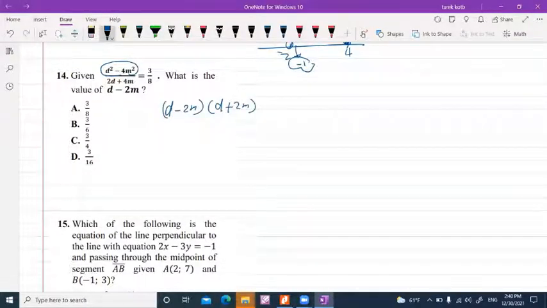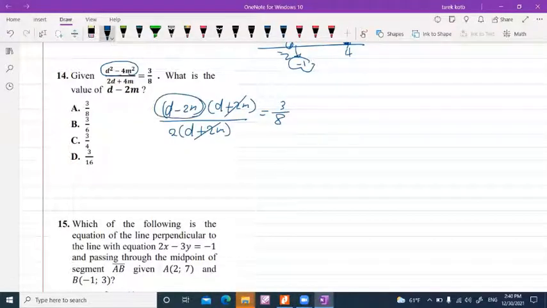If you factorize, it will be d minus 2m times d plus 2m. Over here, you can take common factor 2. It will be d plus 2m. That's all equals 3 over 8. And then you can discover that this is this, so you cancel them together.